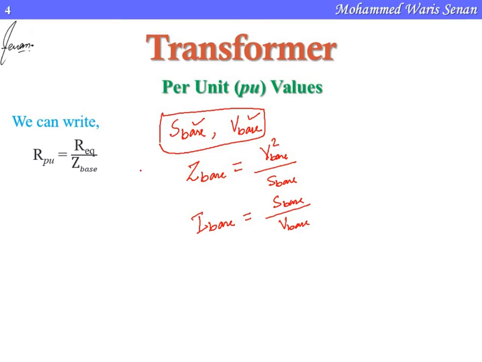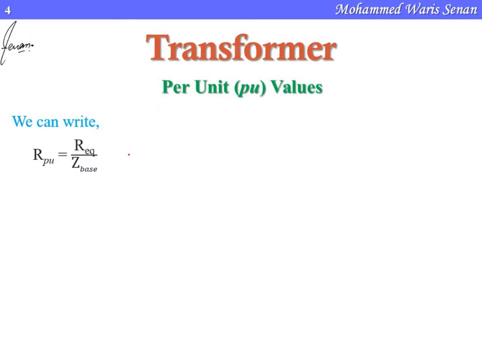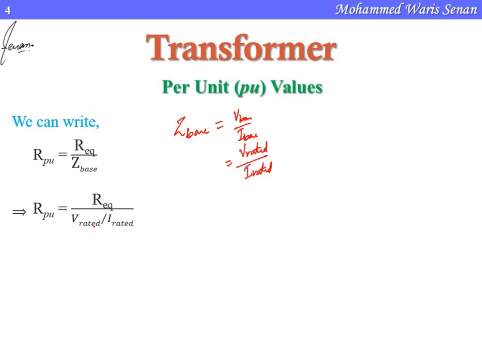Okay. So now let us move forward to understand this concept that we can use in transformer. So R per unit will be equal to R equivalent divided by Z base. Now this Z base can be written as V base upon I base. And V base is actually V rated and I base is actually I rated value. So we can write Z base is equal to V rated upon I rated. Now if we rearrange these values, we'll get R equivalent into I rated upon V rated.